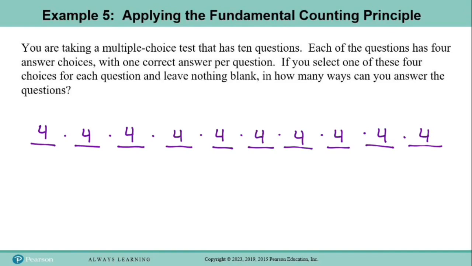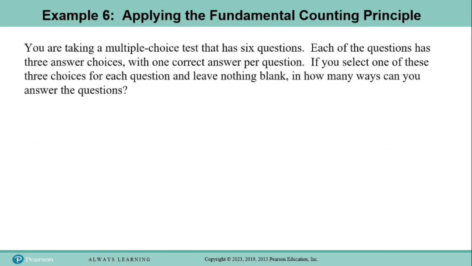And of course, we don't want to type 4 times 4 times 4 10 times into our calculator. So what we want to do before we grab the calculator is write this in exponential form. There are 10 4s being multiplied together here. The better way to write this is to say 4 to the 10th power. And then if you enter it in your calculator that way, 4 to the 10th power is equal to 1,048,576.